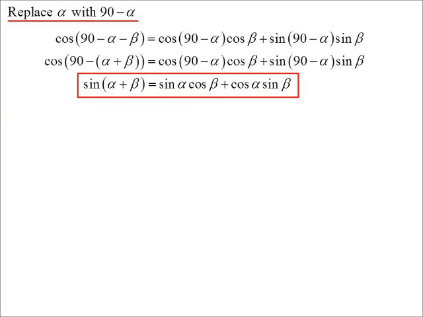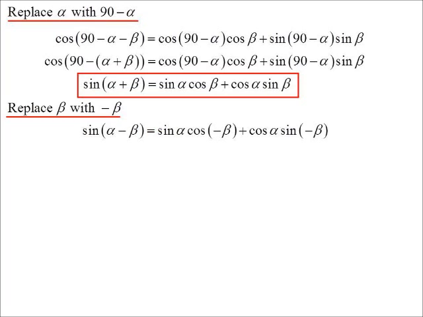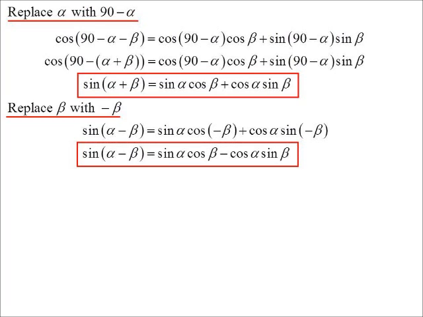But now I'm going to replace beta with minus beta to create another formula. And so we get sine of alpha minus beta equals sine alpha cos minus beta plus cos alpha sine minus beta. Let's take advantage of odd and even functions again.